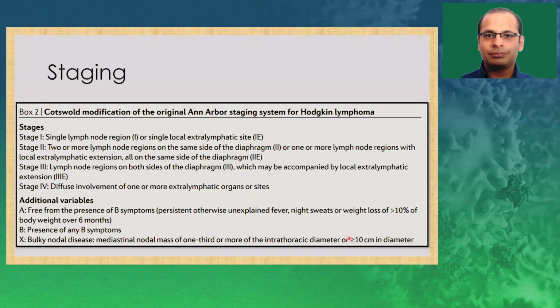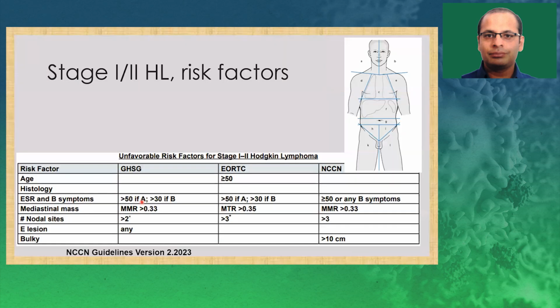Bulky disease: more than 10 centimeters in the size of the largest node, or a mediastinal mass covering 1/3 or more of the intrathoracic diameter. So what we have is early and late stage.